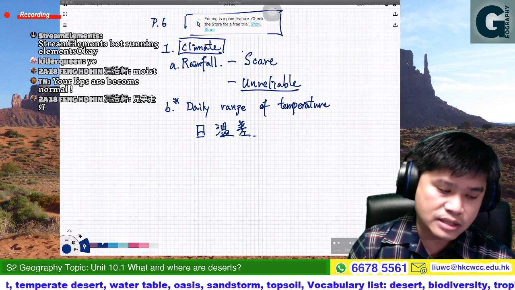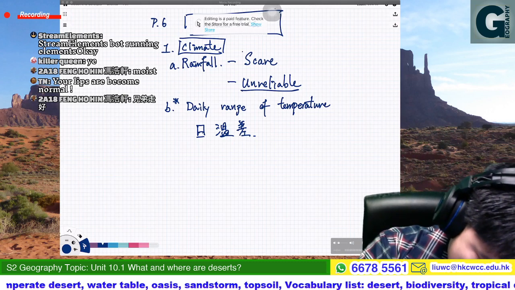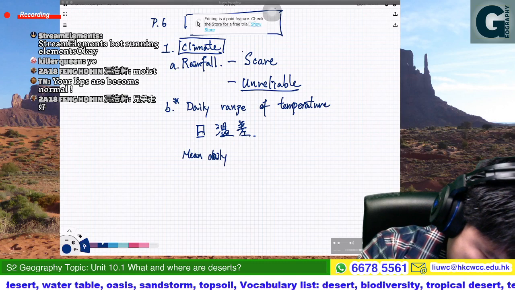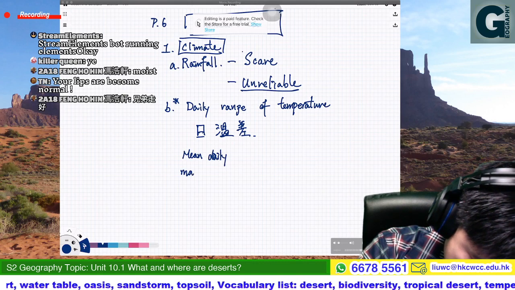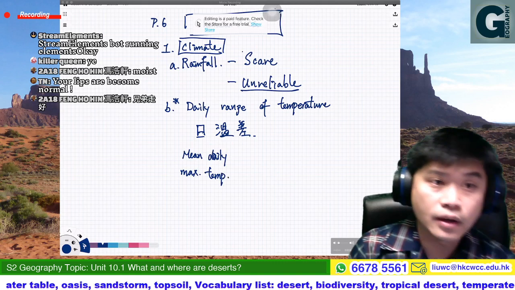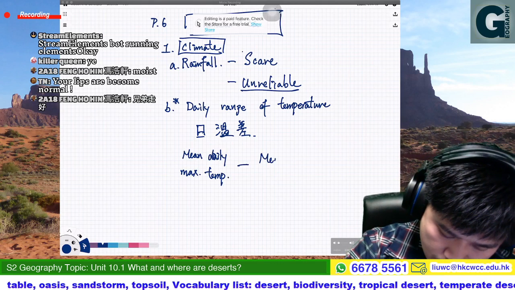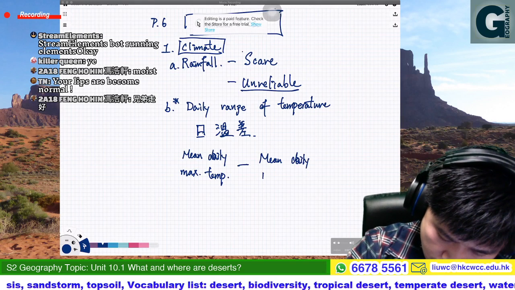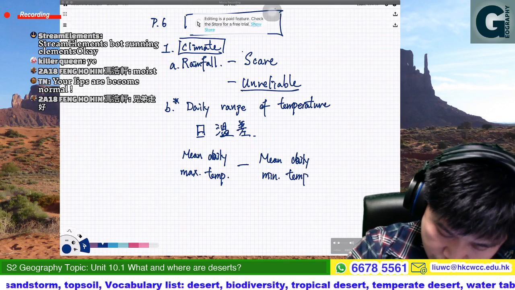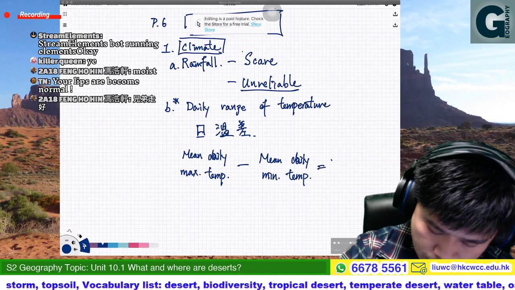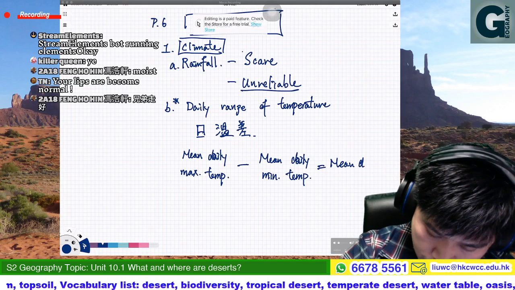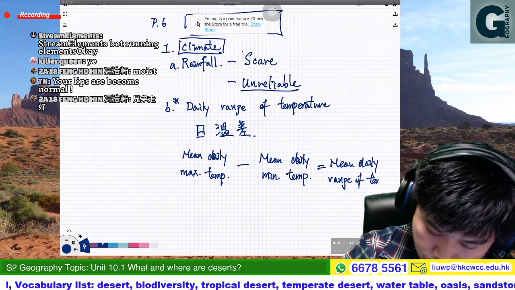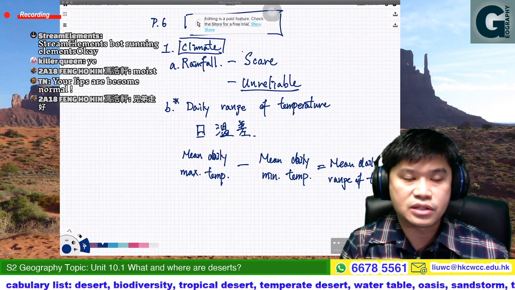So what is the daily range of temperature? That is the mean daily maximum temperature minus the mean daily minimum temperature. That is what we call the mean daily range of temperature.